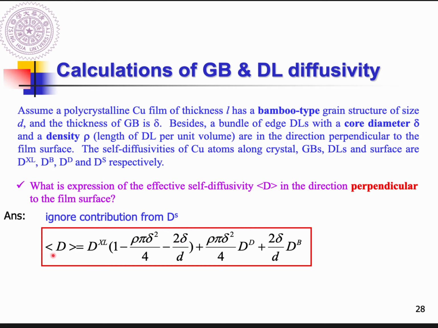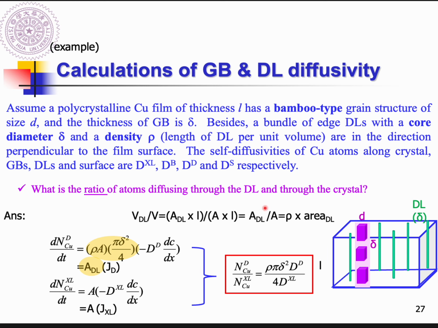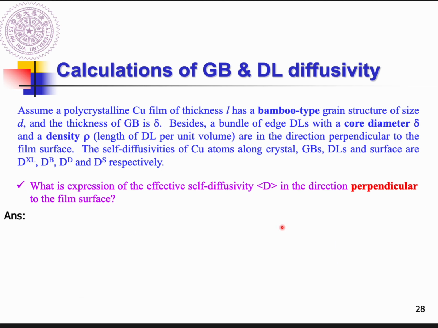So the effective diffusivity can be expressed as D_xl times the area fraction of grain, plus D_d times the area fraction of dislocation, plus D_B times the area fraction of grain boundary. Regarding the previous slide, we know that the volume fraction or area fraction can be expressed like this.